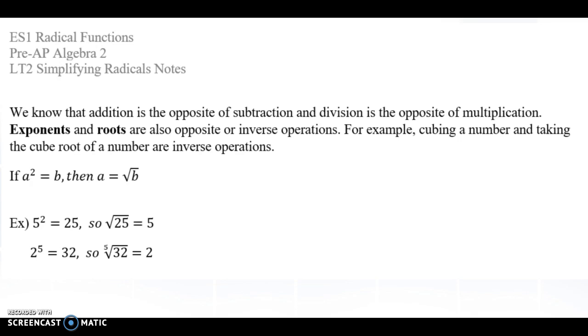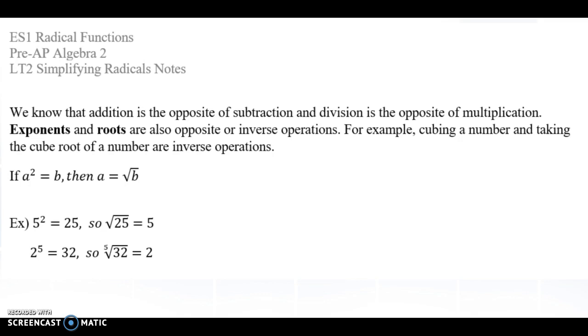And then exponents and roots, or radicals, are also opposite inverse operations. So for example here, a squared equals b, then a equals the square root of b. And then we have an example, 5 squared is 25, which means the square root of 25 is 5 there. Inverses here is a 5th power, 2 to the 5th equals 32. The 5th root of 32 equals 2.